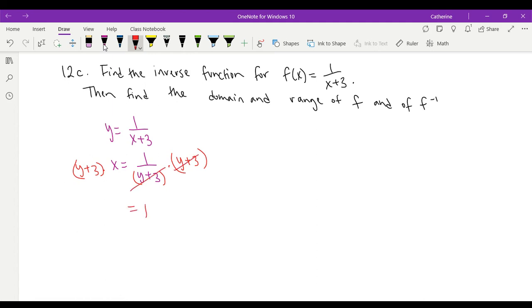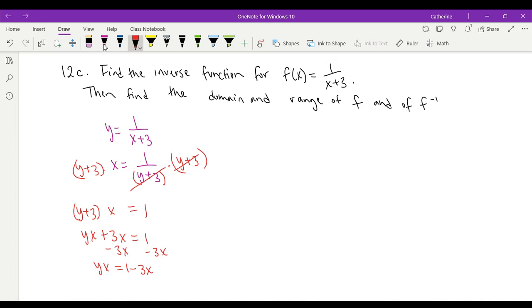It's going to give us 1 on the right and y plus 3 times x on the left. And if we multiply and distribute on the left, we'd get yx plus 3x equals 1. And remember, we're trying to solve for y, so subtract 3x from both sides. yx equals 1 minus 3x.